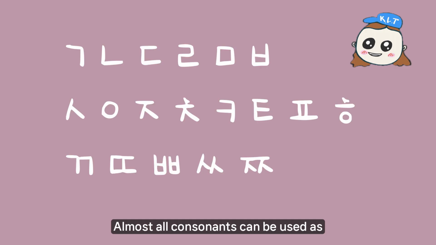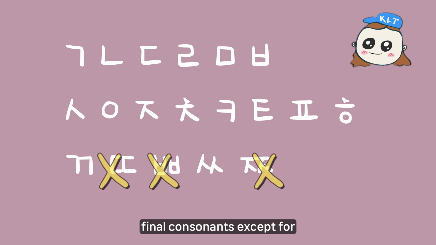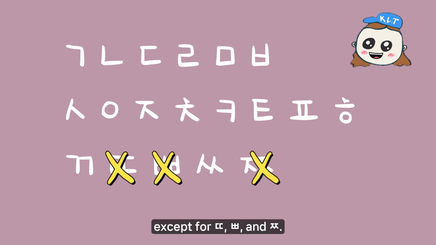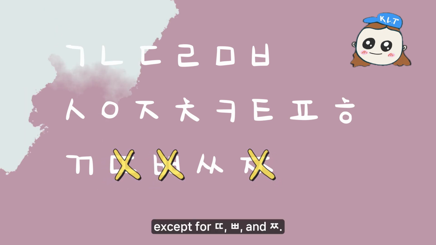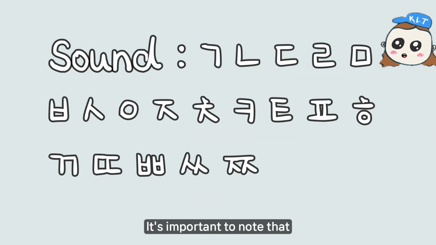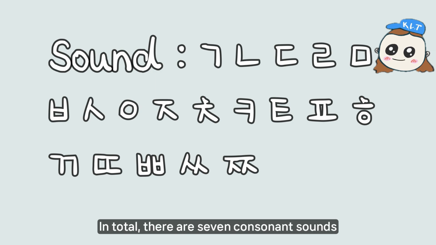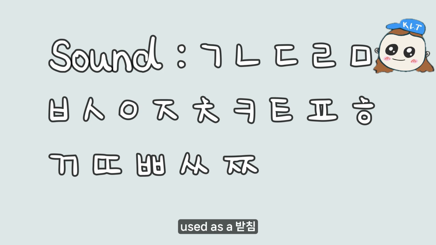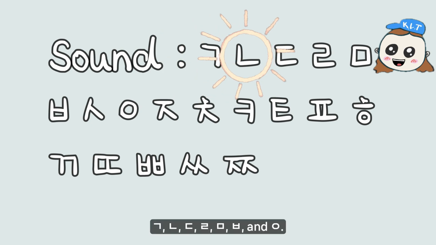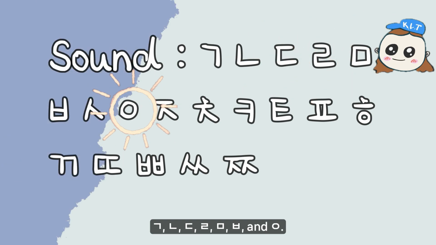Almost all consonants can be used as final consonants except for 쌍디귿, 쌍비읍, and 쌍지귿. It is important to note that the pronunciation of final consonants undergoes some changes. In total, there are 7 consonant sounds used as BATCHIM: 기역, 니은, 디귿, 리을, 미음, 비읍, and 이응.